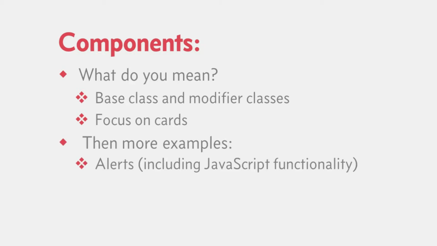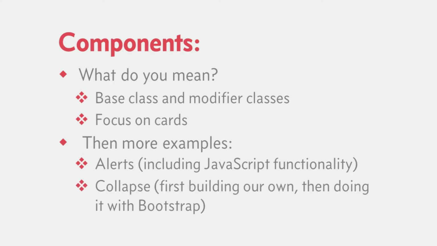We'll then go into some more examples of the alert component and how it ties into Bootstrap JavaScript functionality, and then a more complicated JavaScript-enabled component, namely the collapse component. And for that last one, we'll actually start by building our own collapse component from scratch using vanilla JavaScript, and then we'll see how you can do the same thing with Bootstrap, but without touching JavaScript at all.